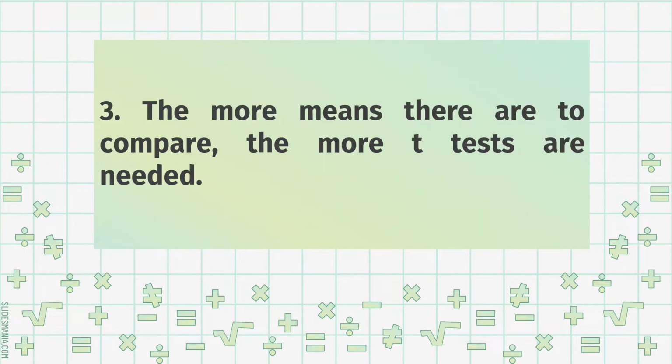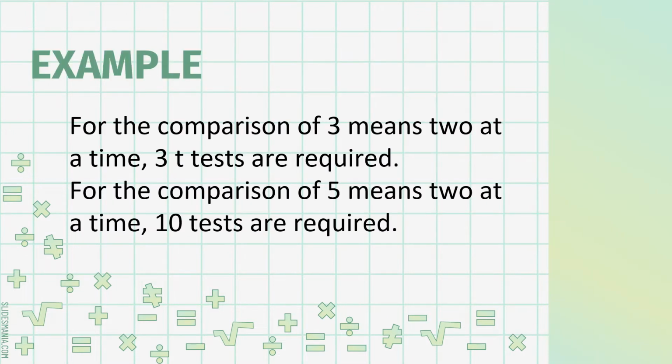And lastly, the more means there are to compare, the more t-tests are needed. So here is an example. For the comparison of three means, two at a time, 3 t-tests are required. And for the comparison of 5 means, two at a time, 10 tests are required.